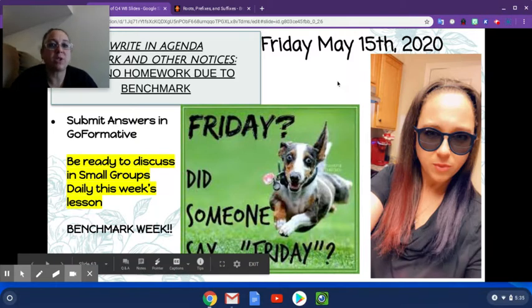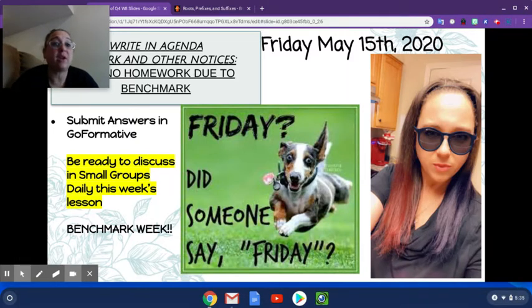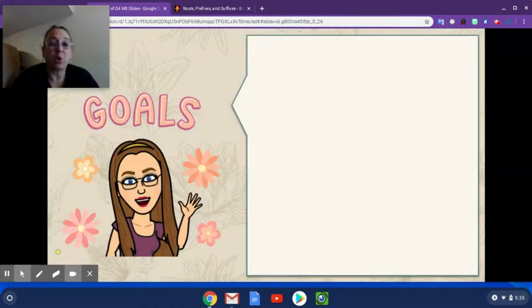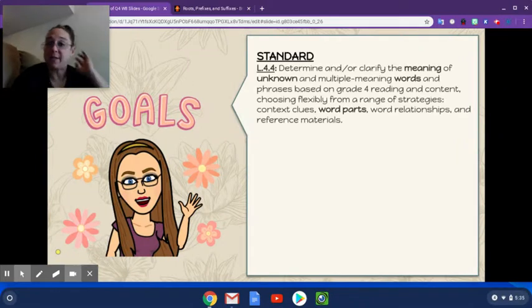Make sure that you are still working on the Go Formative, and don't forget that there are no small groups for Fridays or Zooms. Going into our goals for today, our standard is still the L.4.4.